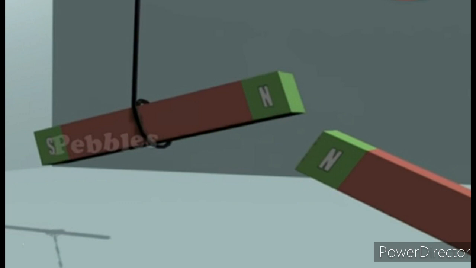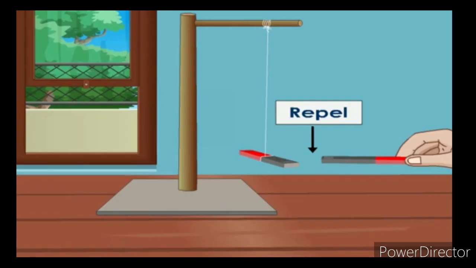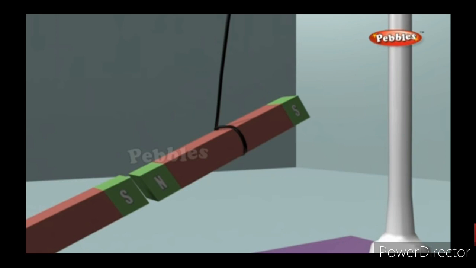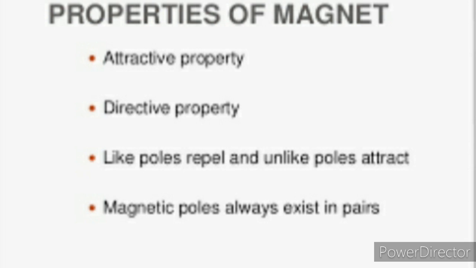When the north pole of a magnet is brought close to the north pole of another suspended magnet, the two magnets repel each other. But when the south pole of a magnet is brought close to the north pole of another suspended magnet, they attract each other. So dear students, these are the four properties I have explained.